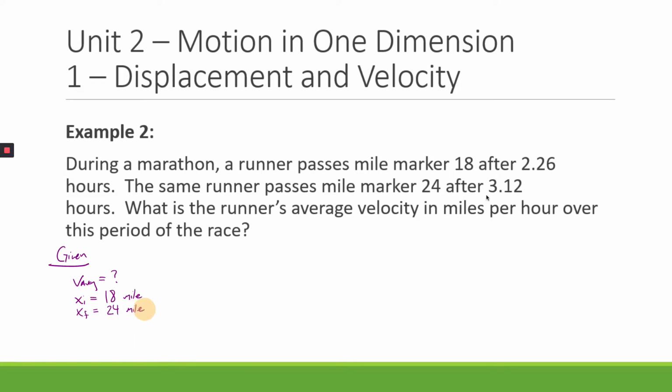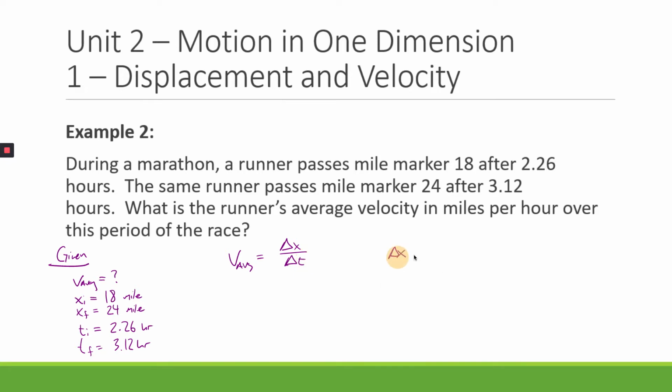What is this 2.26 hours? Well, that's the time on the clock at the initial position. So that's your initial time, 2.26 hours. Your final time would be 3.12 hours. All right, so normally we would just be looking at this formula: V average equals delta X over delta T. But we don't have delta X and delta T yet. So we need those formulas as well.